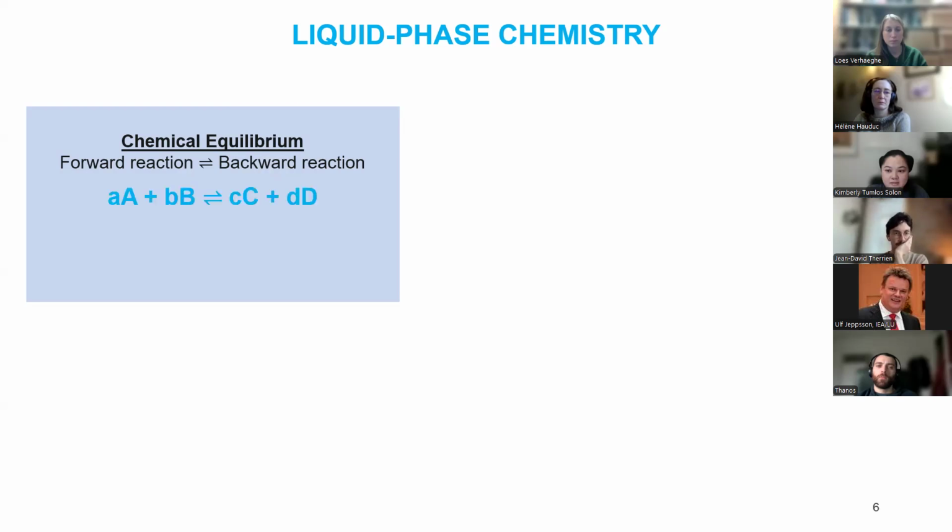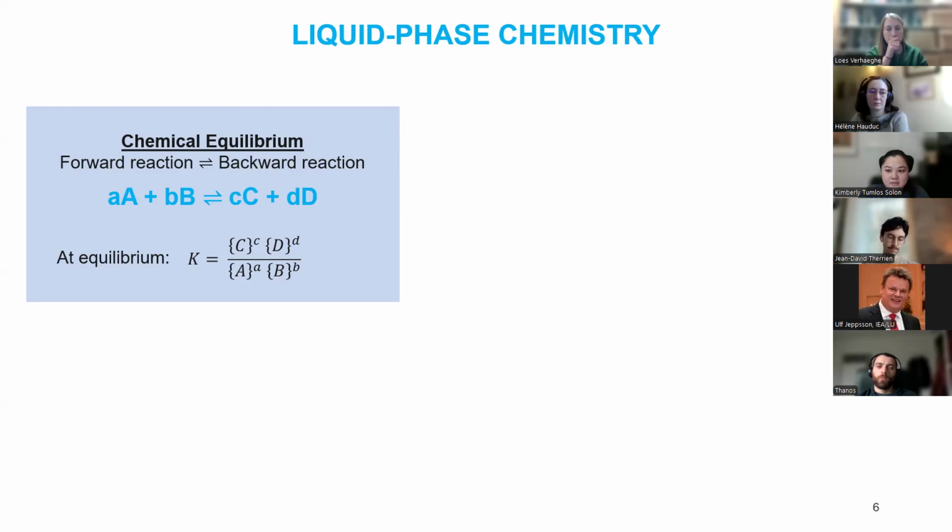And any reversible reactions, so for example, reactants A and B, which are forming products C and D, this always occurs in both directions simultaneously. And at equilibrium, these rates of the forward and backward reactions are balanced. So there's no net change in the concentration. And this equilibrium state is mainly described by the equilibrium constant K. So the equilibrium constant K is the products over the reactants.